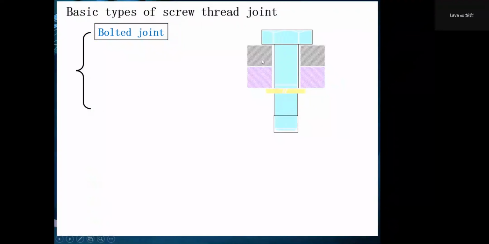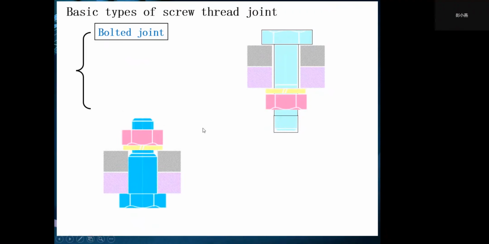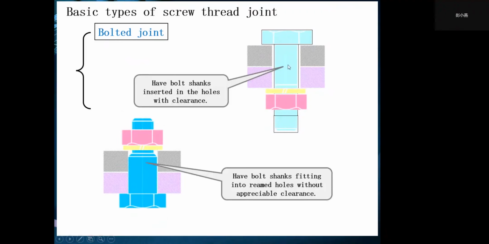So this is the bolted joint. This is the ordinary bolted joint. There is a clearance between the hole and the bolt. And this is the reamed bolt.